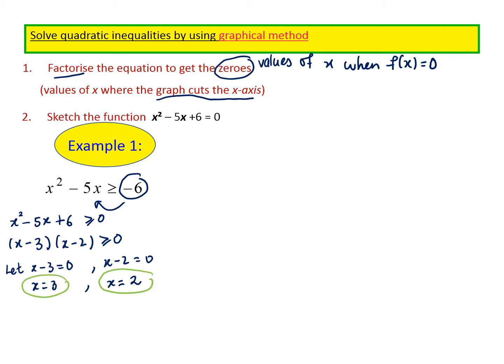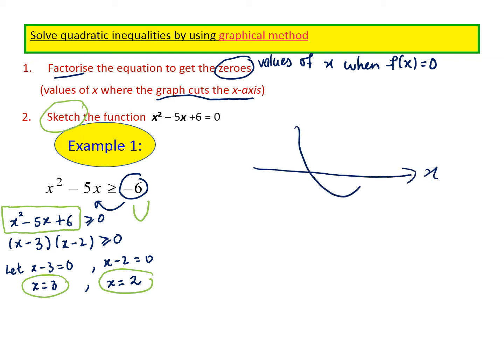Now the second step is to sketch the graph. This time I will sketch the graph. I look at my latest inequality, x squared minus 5x plus 6. The value of a is positive, so the graph will smile. So now I can draw my x-axis, my graph will smile, and then here it will cut at 2 points, that is 2 and 3. Smaller number on the left, bigger number on the right, so 2 and 3.